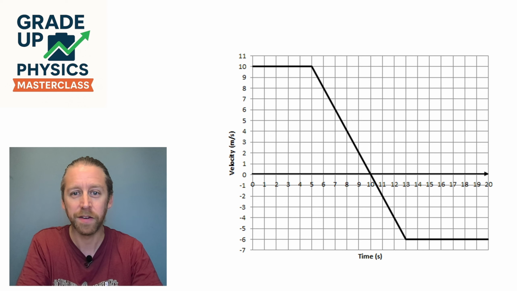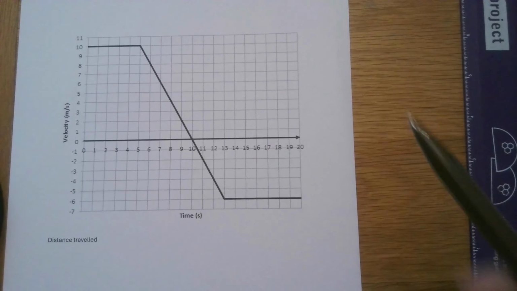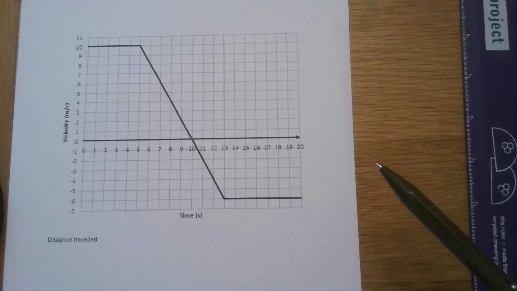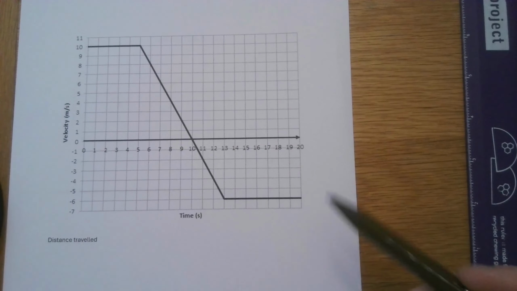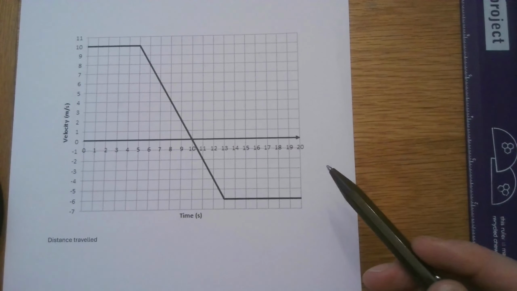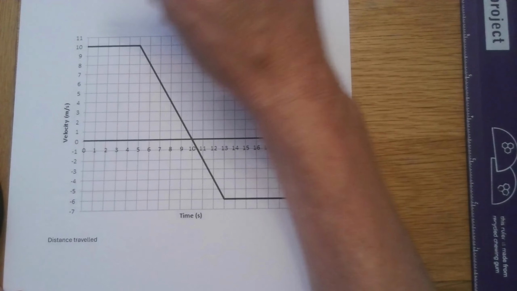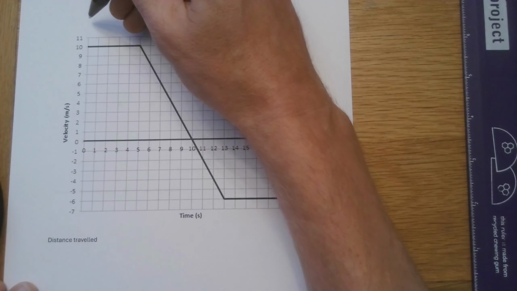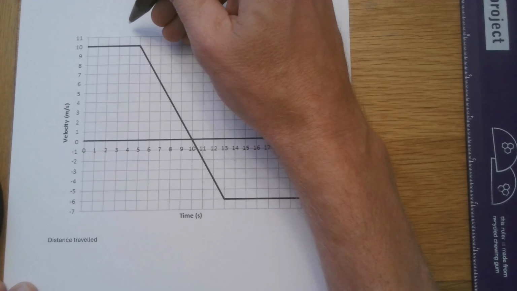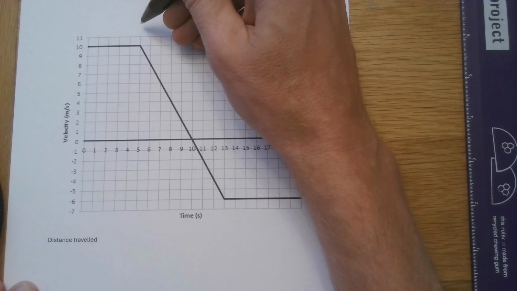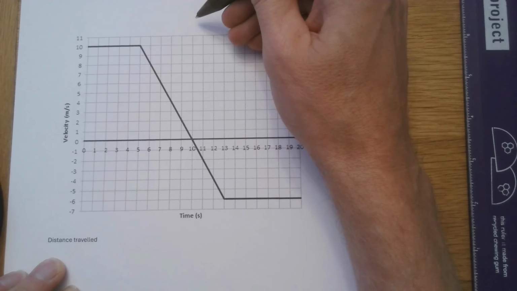So let's try and see if we can make that work. With something complicated like this, I always think the best thing to do is to actually just try and visualize what's happening in terms of the motion of this object. So to begin with, let's say it's moving to the right at 10 meters per second, and then after 5 seconds it starts to slow down till it gets to rest at 10 seconds.